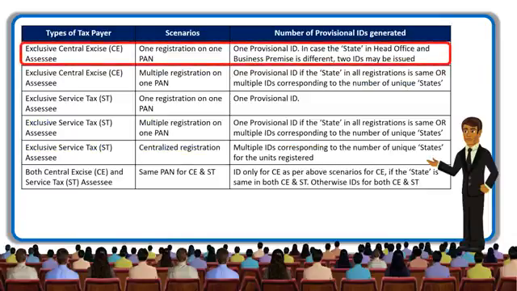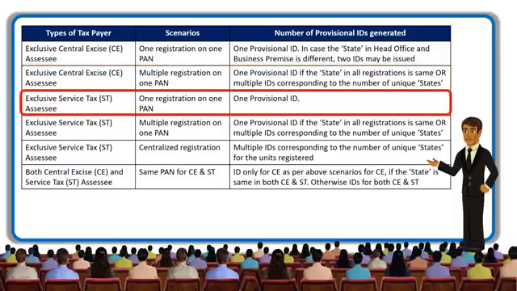In case of exclusive Central Excise SSC, where one registration on one PAN is required, one provisional ID is generated. In case the state in head office and business premise is different, 2 IDs may be issued. In case of exclusive central excise assessee, where multiple registrations on one PAN are required, one provisional ID is generated if the state in all registrations is same, or multiple IDs corresponding to the number of unique states.